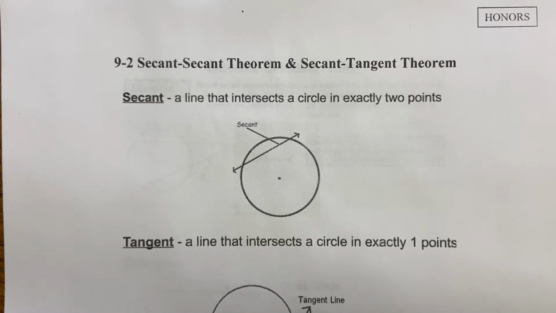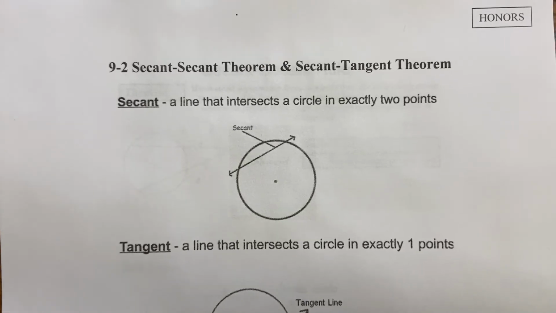This is lesson 9.2, secant-secant theorem and secant-tangent theorem. Okay, so just a couple more theorems to look at. And by the way, this one does have a construction on it, so you might want to grab your compass and your ruler for it.